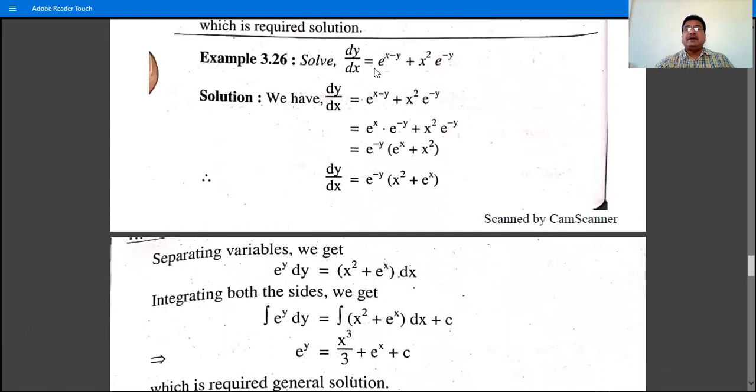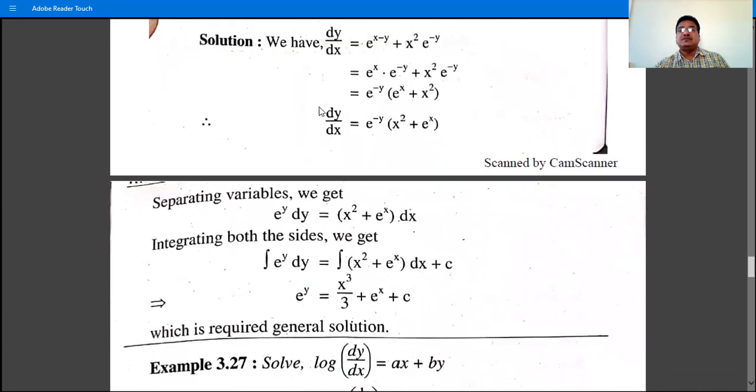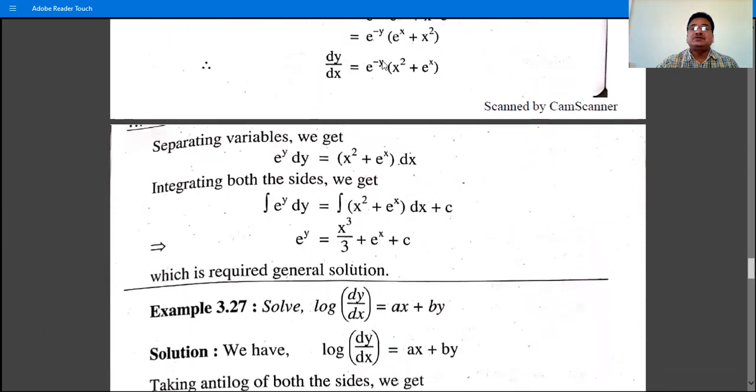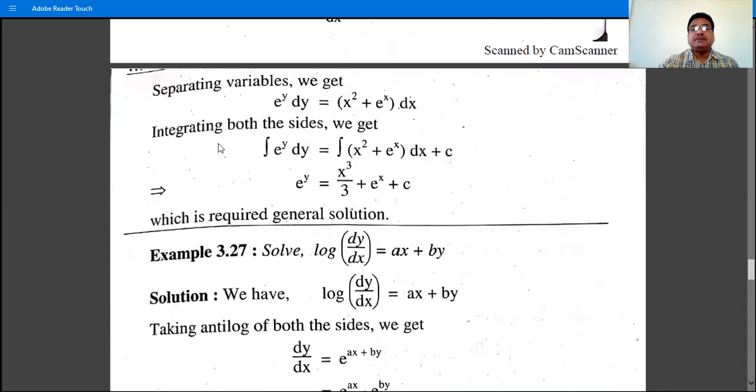Next example, dy by dx is equal to e raised to x minus y plus x square e raised to minus y. So e raised to x minus y means e raised to x into e raised to minus y. x square e raised to minus y. Take e raised to minus y as common. So we have e raised to x plus x square, and then separate the variables. So e raised to minus y, after shifting to LHS, becomes 1 by e raised to minus y, meaning e raised to y dy is equal to x square plus e raised to x dx. So now it is in the variable separable form.